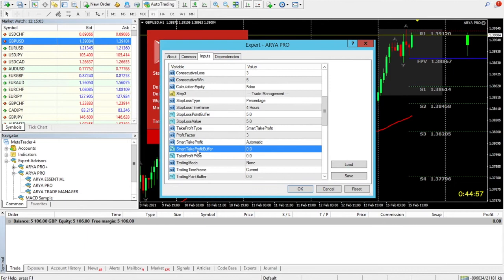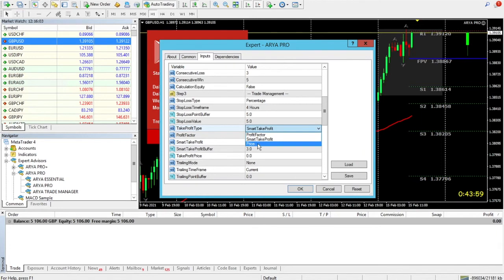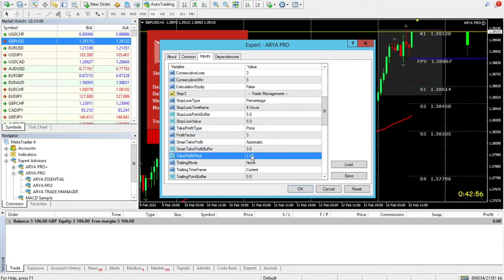Then you will need to define the Smart Take Profit buffer. This only works with the Smart Take Profit. This parameter allows you to place your take profit a few pips above or below, depending on the direction of a buy or sell trade, the level detected by ARYA. The final take profit type is price. Enter the price at which you would like ARYA to enter into a position in the take profit price field.